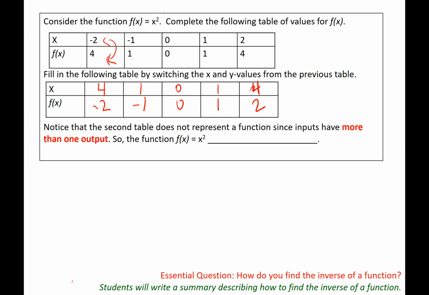So remember that back from first semester, and I know it's before I came back, was like the first thing we learned. That in order to be a function, each input can only have one output, and this input here, this 4, had 2 different outputs, so that makes it not a function. So the function x squared does not have an inverse that is a function.